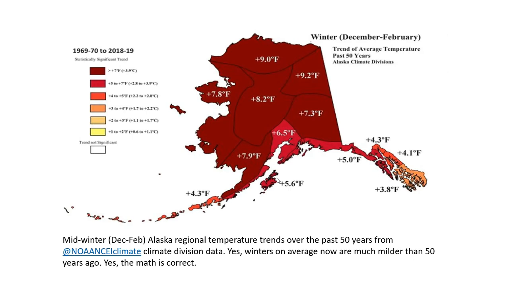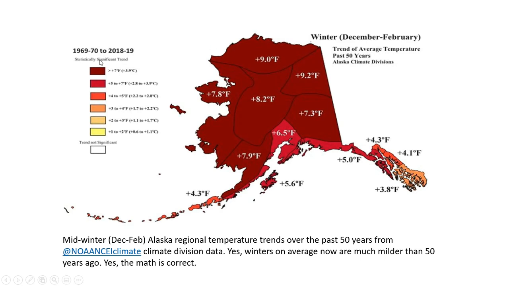So midwinter, December through February, Alaska regional temperature trends over the past 50 years, again from the NOAA NCEI climate data. Winters on average now are much milder than 50 years ago. And yes, the math is correct. That's Brian Brettschneider who tweeted this, and he gets a little tired of people questioning his mathematics. He knows what he's doing. But as you can see here, this is telling us how much warmer it is from average.